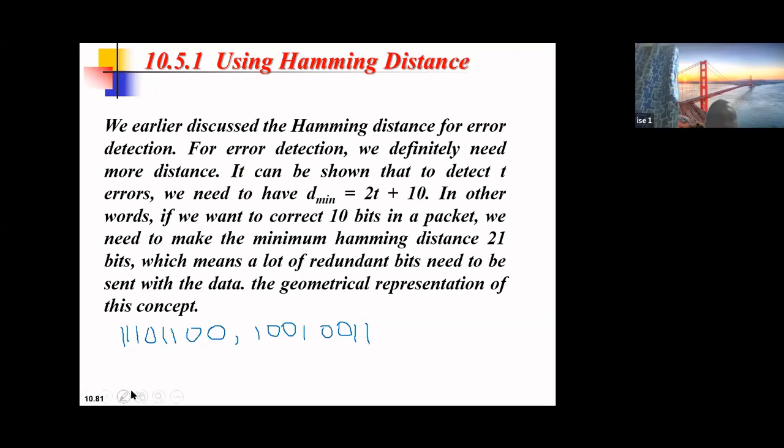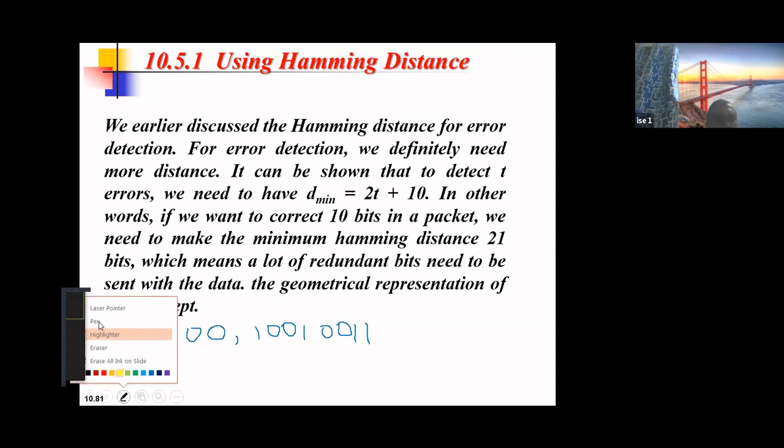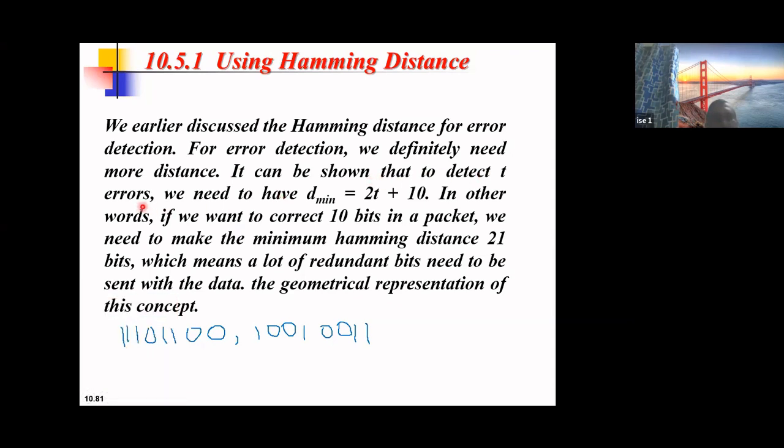It can be shown that you can detect t errors if d minimum is 2t plus 1 (transcribed as "10"). So if we want to correct 10 bits in a packet, we need to make minimum Hamming distance 21. So if 21 is the minimum Hamming distance, then we can correct 10 bits in the packet. This is the formula. Are you getting my point?